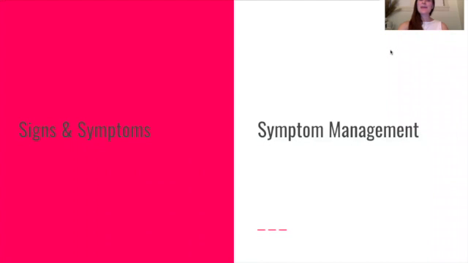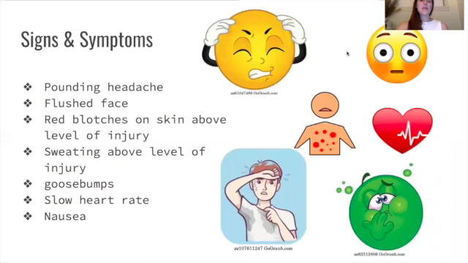Now that you have a better idea of what autonomic dysreflexia is, let's talk a bit more about the signs and symptoms that you and your family and friends should be aware of. These can include a pounding headache, flushed face, red blotches on your skin, and or sweating above the level of your injury. Goosebumps are another, fast and then slow heart rate, as well as nausea.